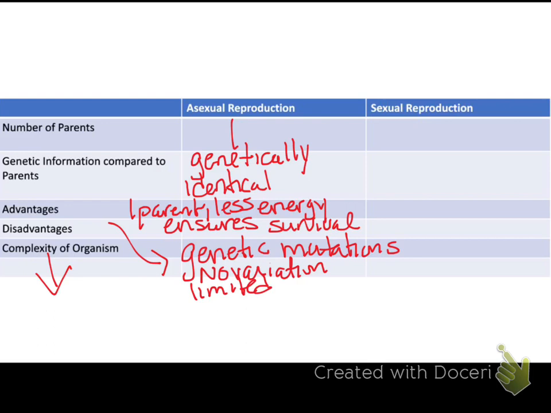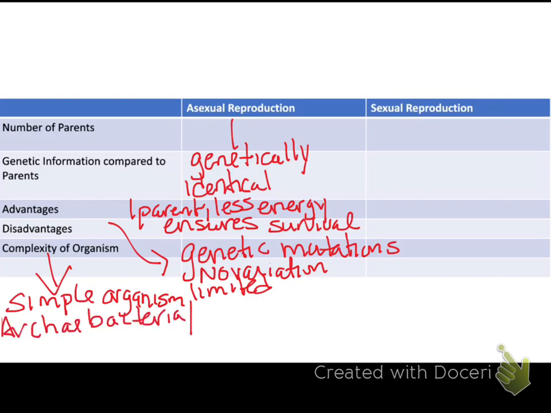The complexity of organisms that this occurs in is going to be simple-celled organisms like archaeobacteria and eubacteria. And if you remember, that means this is all prokaryotes.